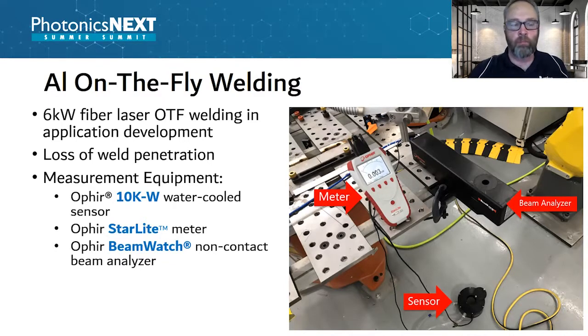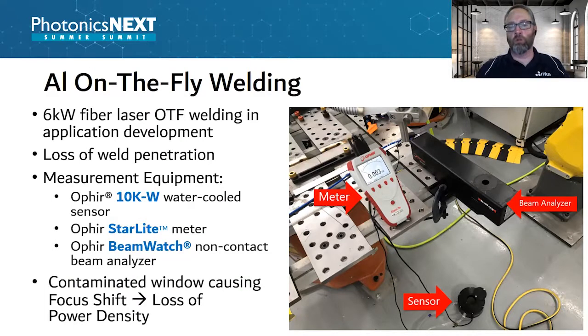So collecting all that information, what we determined was that there was a contaminated window causing focus shift. So it was either a contaminated window or a window that had its anti-reflective coating starting to break down. But at any rate, it was this protective window that had started to cause a thermal effect on the laser system that caused a loss of power density.